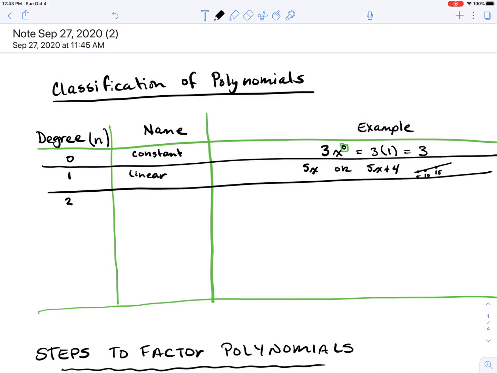Now what happens if the exponent is 2, as in the example of 2x squared plus 3x minus 2? We call this one a quadratic. And I spelled quadratic wrong. So let's correct that. Quadratic. There we go. And with a quadratic, they look like a parabola. And you'll have equal points on either side.